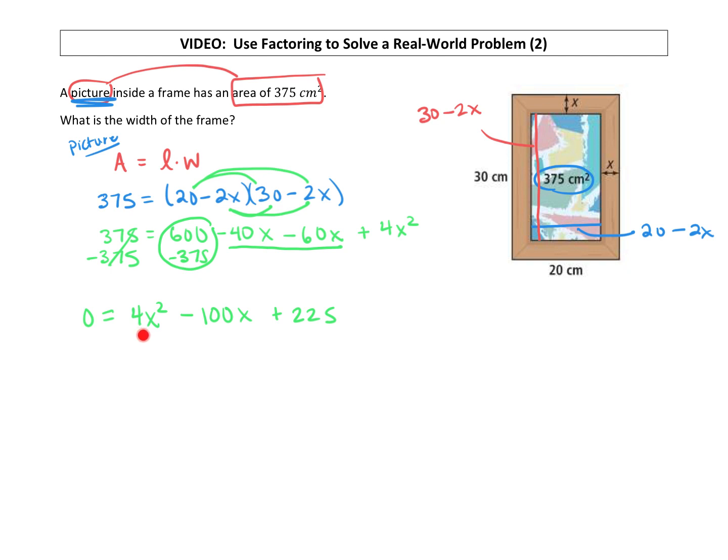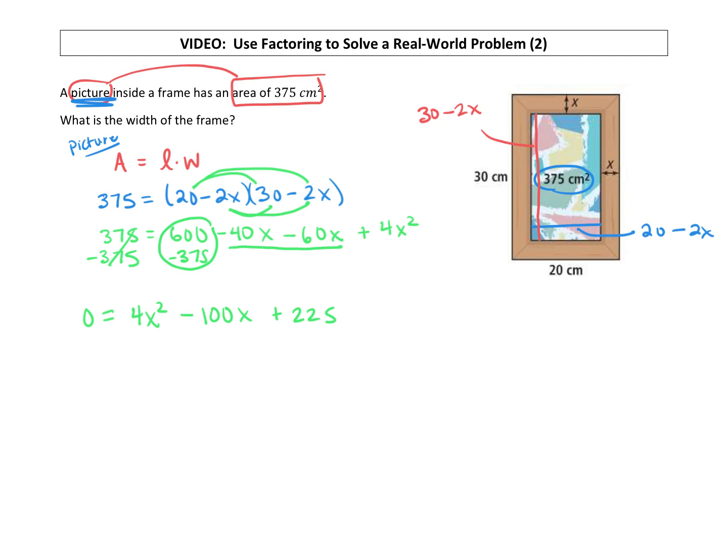This term will divide by 4. 100 will divide by 4. 225 will not divide by 4. So we're stuck with this 4 in front of the x squared. We cannot find factors of 225 that add up to negative 100. It's not going to work out. So this is a good review.